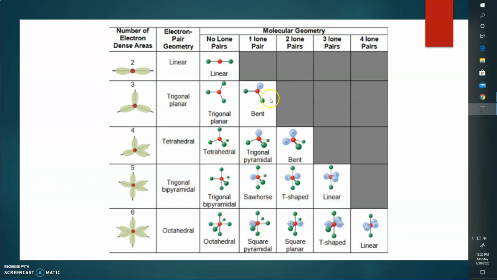And then remember, the unshared pairs of electrons are going to interact. They're closer to the central atom, so they're going to tend to push away the bonded atoms, causing these different structures. You should also know the angles: 180, 120, 109.5. This also relates to polarity, because some will cancel out.